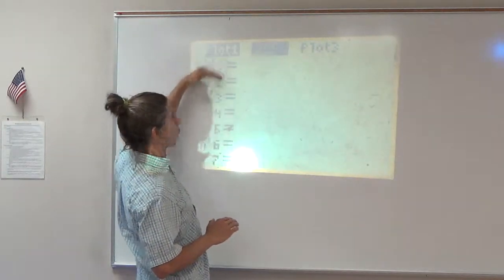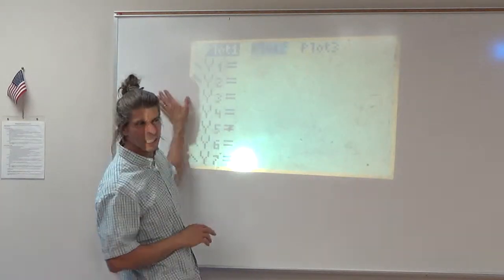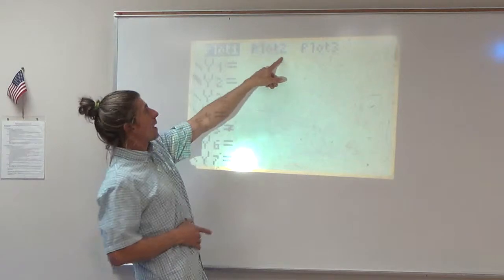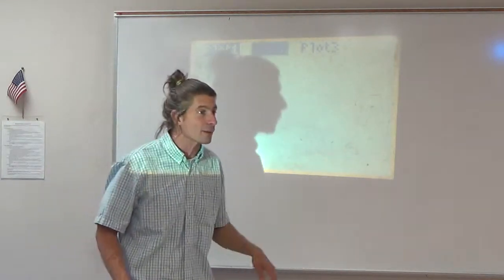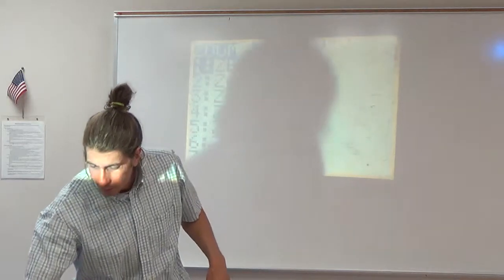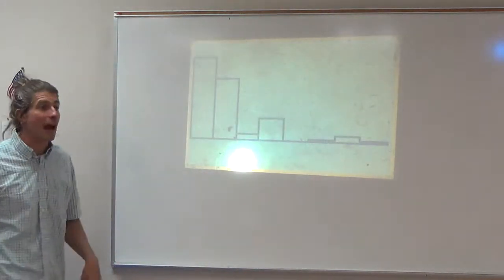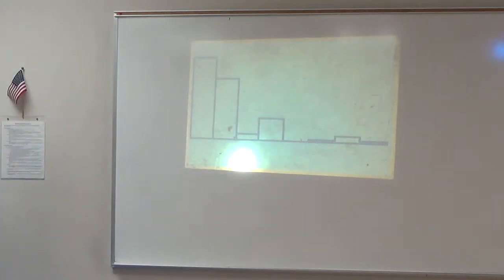What I like to do, Eric, is clear all the equations out, if there's any equations. That's okay too. And then plot 3, plot 2, make sure they're turned off. So that probably fixed the problem, my friend, I'm guessing. Cool? There you go. Just hit zoom 9 again and we should get something like this.